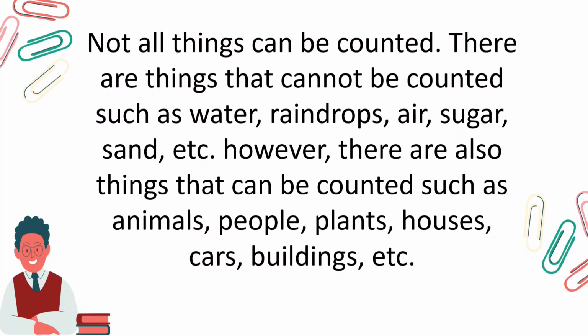Remember that not all things can be counted. There are things that cannot be counted such as water, raindrops, air, sugar, sand, and etc. However, there are also things that can be counted such as animals, people, plants, houses, cars, buildings, and etc.